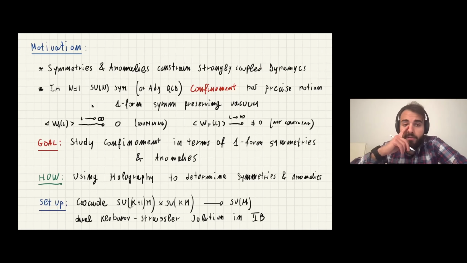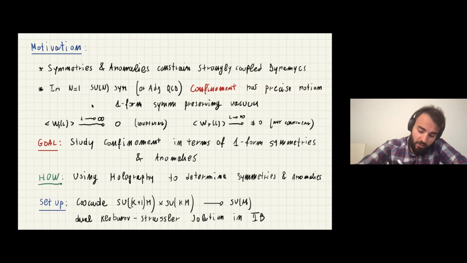So the one-form symmetries, we will see, act on Wilson lines. And what happens is that if the Wilson line has a vacuum expectation value which, for the Wilson line length going to infinity, is zero, then the vacuum would be confined. Whereas if it's not zero, then the vacuum would not be confined. So the goal of this work has been to study confinement in terms of the one-form symmetries and their anomalies, and we used holography to determine these symmetries and their anomalies.